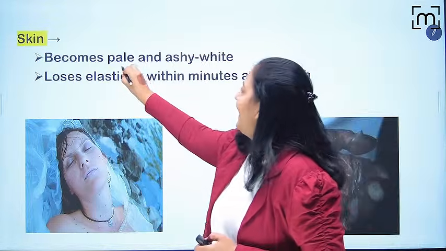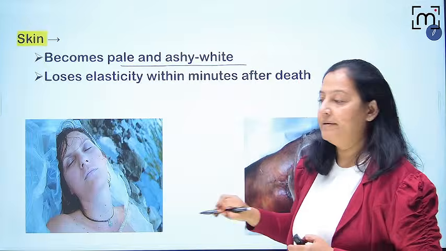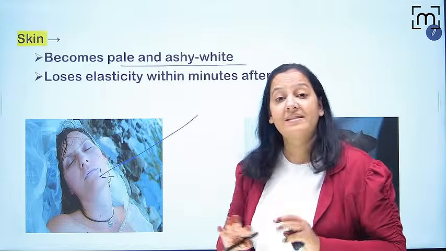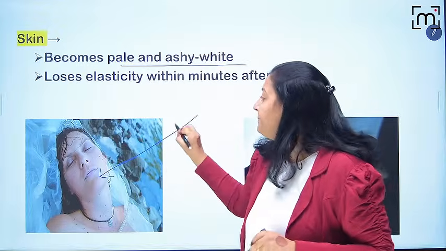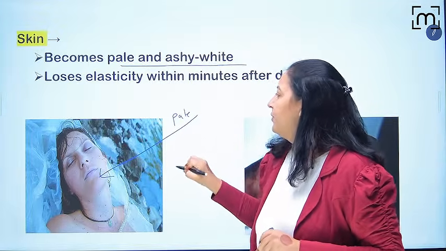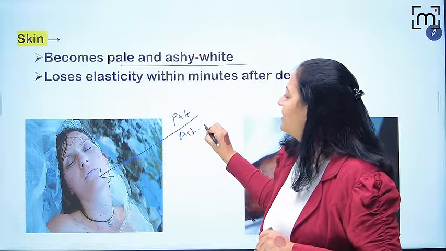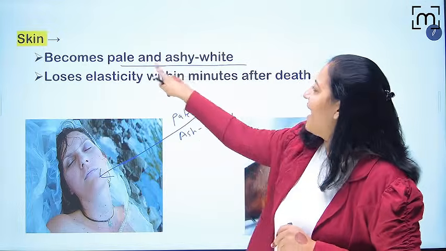The skin becomes pale and ashy white. See the color. After death, circulation stops immediately. Since the circulation stops, the color of the complete body becomes pale. Pale color and ash white color.